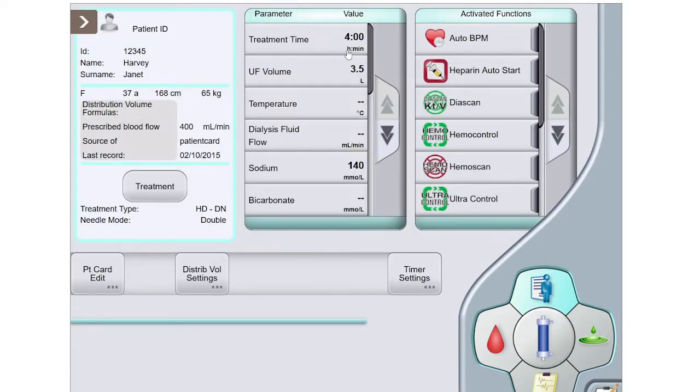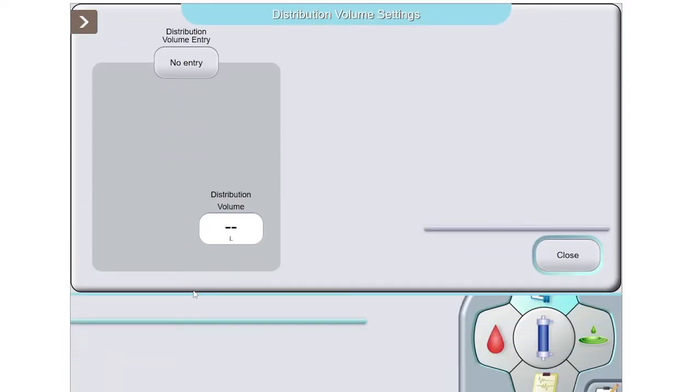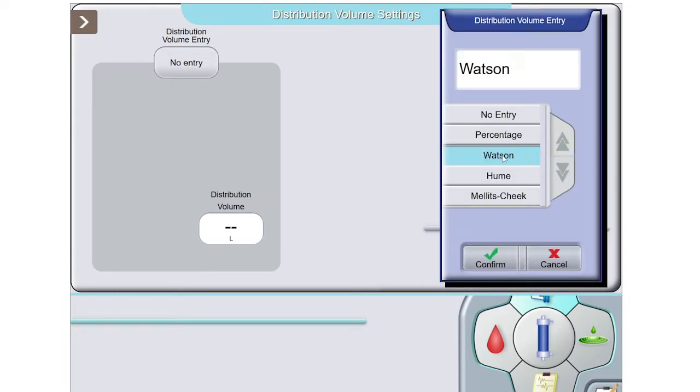Our treatment time is 4 hours. Our UF volume is 3.5 liters. So we have our UF volume set, so I'm going to click on volume of distribution. And then, of course, here it's saying no entry. If we're using our patient's cards, typically this data will auto-populate. But if it's a new patient or the patient doesn't have a card, we're going to have to enter it manually. So normally we would click on here, choose Watson, and then hit confirm.